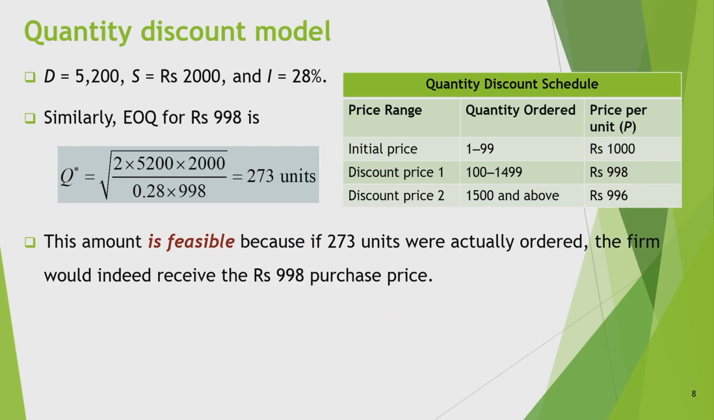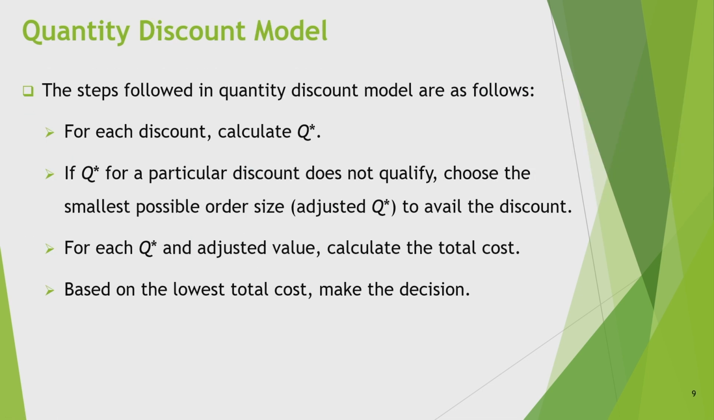Then what do we do? Now, suppose I go to the second discount price. Again you take the same data: D is equal to 5200 demand, S is equal to rupees 2000 per order and I is equal to 28%. Now, EOQ for rupees 998 will come out to be 273 units. So, this amount is feasible, because if 273 units were actually ordered, the firm would receive the rupees 998 purchase price.